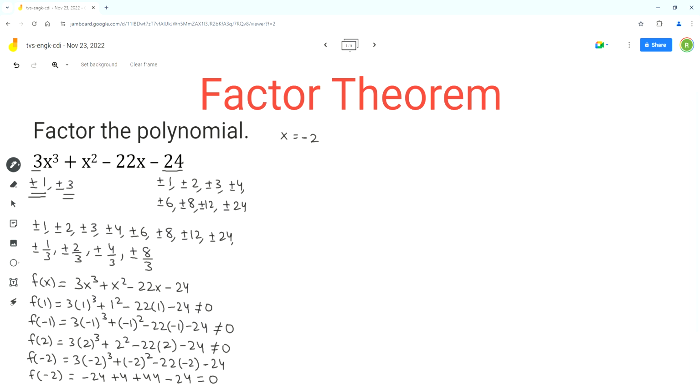We can find the binomial factor by setting the equation equal to 0. So we should add 2 to both sides. So the binomial factor is x plus 2.